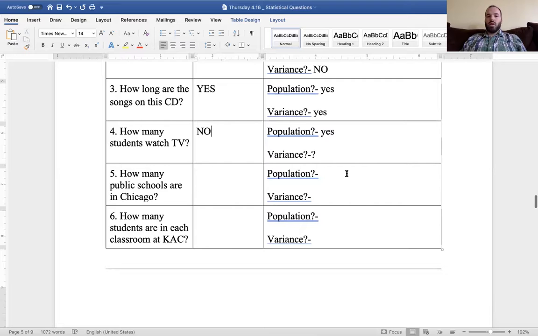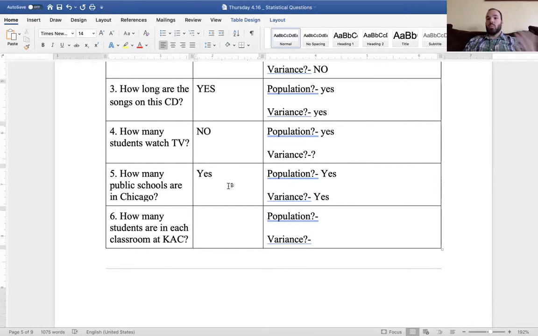How many public schools are in Chicago? Is there a population? Yes, it's about all the schools in Chicago. How many are public? Yes, because you would get how many are public, how many are charter, how many are private, how many are independent. So yes, there is variance because it's asking about a whole population and only some of them are going to have an answer.